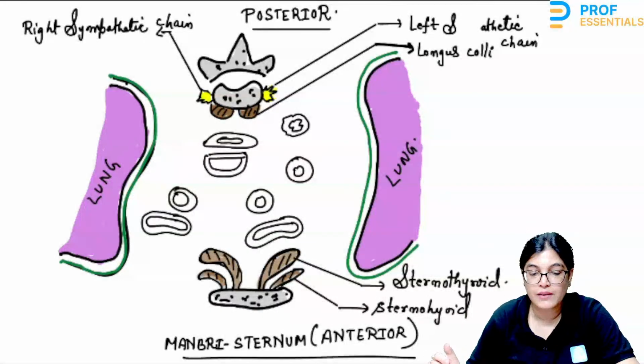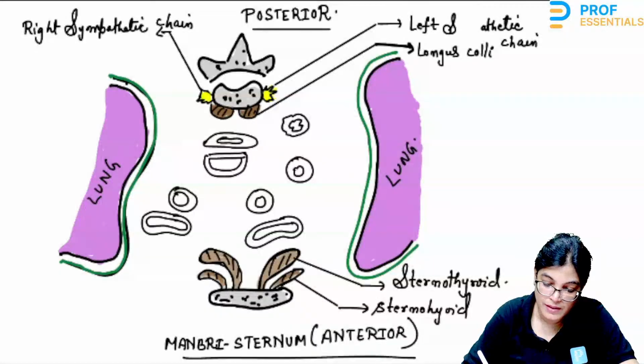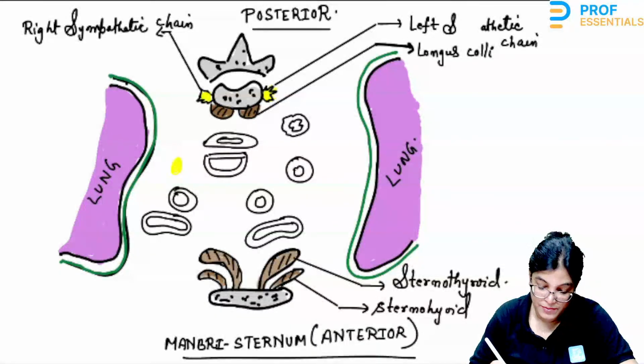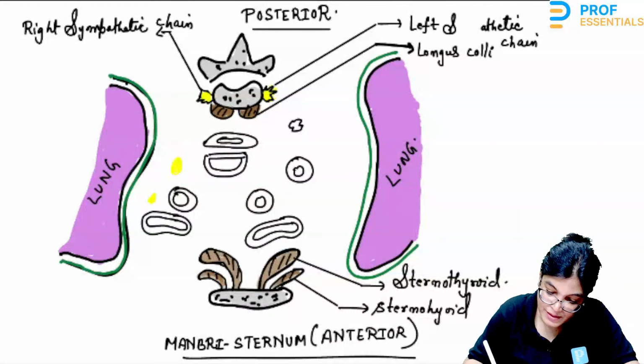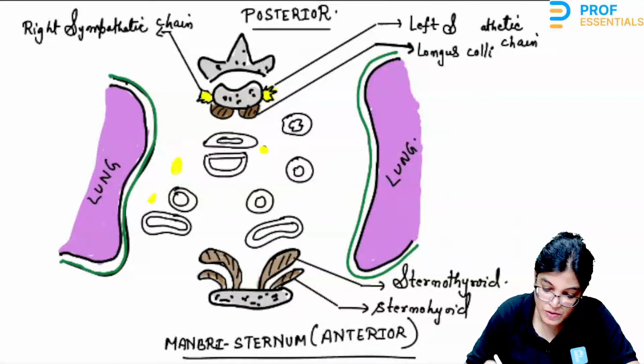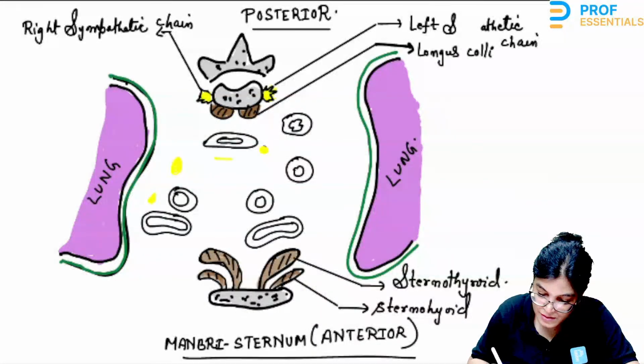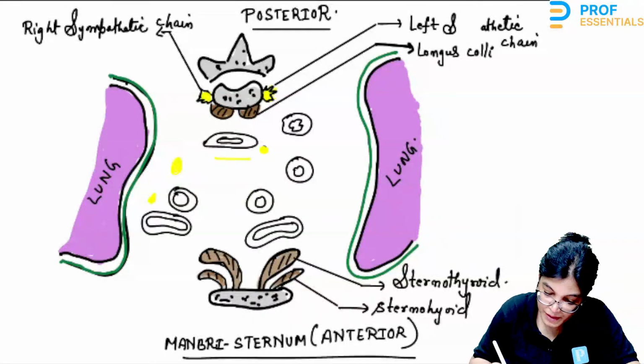So we will have important nerves. We will have the right vagus nerve. We will have the left phrenic nerve. We will also have the recurrent laryngeal nerve here. This is the thoracic duct. Recurrent laryngeal nerve will be somewhere here in the tracheoesophageal groove. So you can slightly make the tracheal ring bigger.